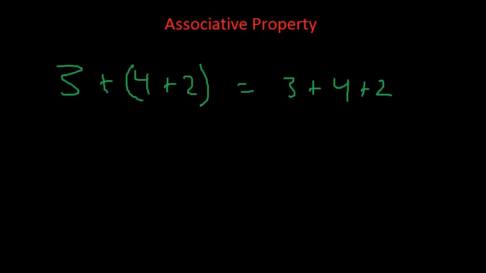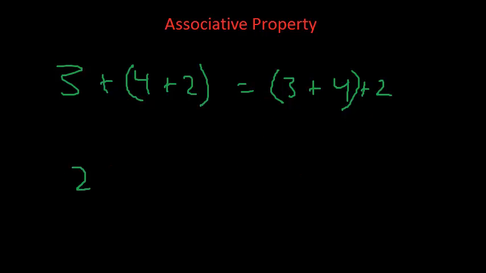Next, the associative property says that if I have 3 plus (4 plus 2), where I group the 4 and the 2, that's the same as (3 plus 4) plus 2, where I group the 3 and the 4. Again, it does not matter which I group first, which I add together first. 4 plus 2 is 6, plus 3 is 9, where 3 plus 4 is 7, plus 2 is 9. They both give me the same thing.